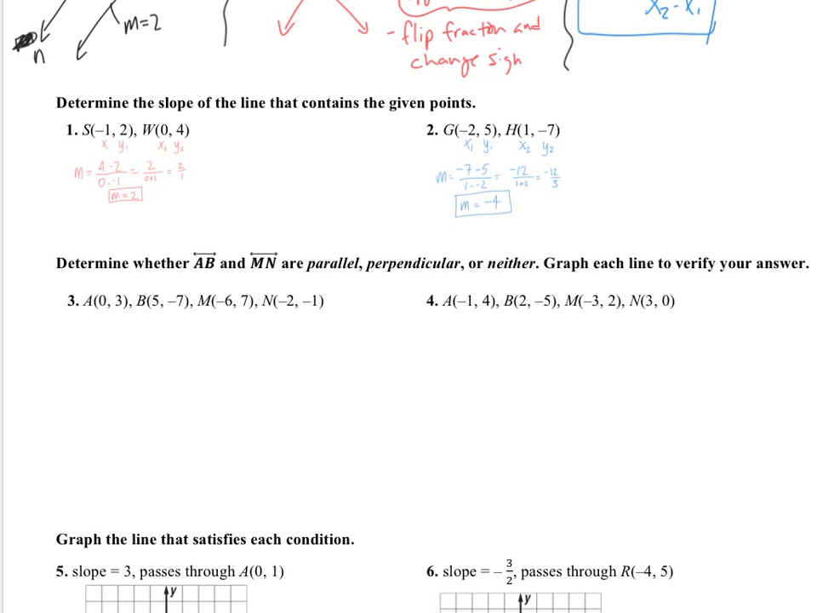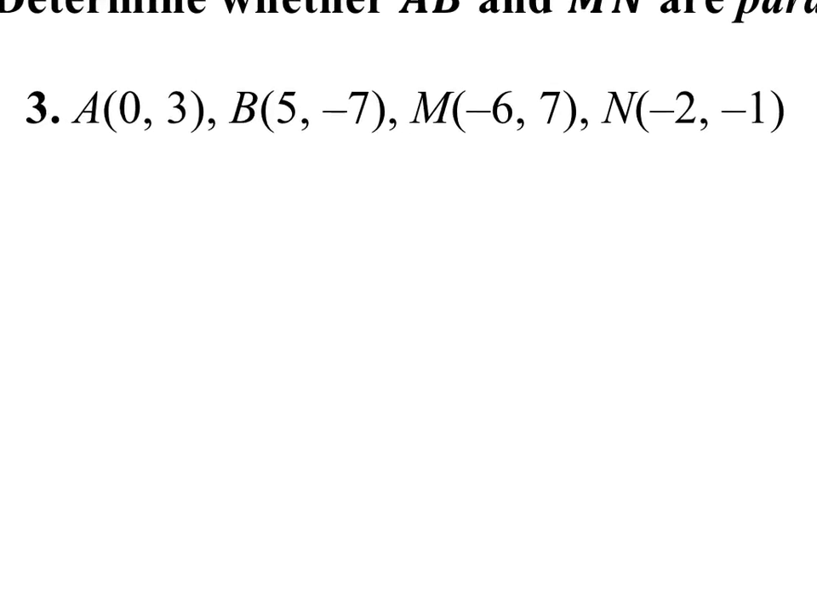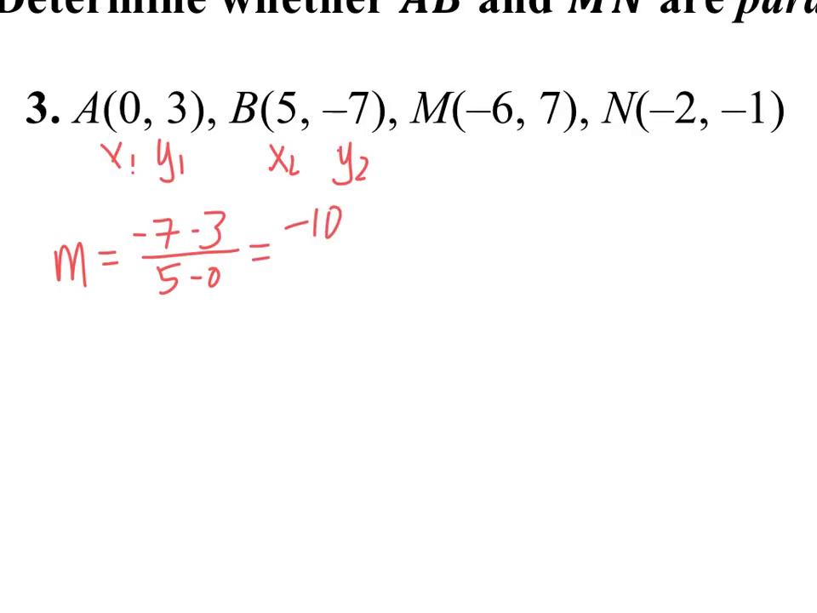All right, so let me zoom in on number 3. I'm going to name this first point for AB as x sub 1 and y sub 1, and this is x sub 2 and y sub 2. So my slope here, m, is equal to negative 7 minus 3 divided by 5 minus 0. And this is going to give me negative 10 over positive 5. So my slope here is equal to negative 2. Those simplify down to negative 2.